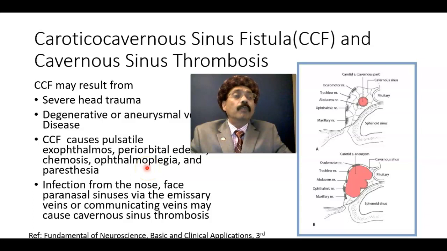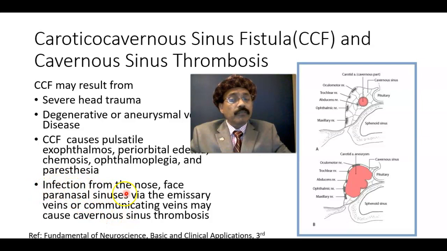Ophthalmoplegia occurs, with both extraocular and intraocular muscles involved, and it may lead to complete blindness. There is also paresthesia, because the maxillary and ophthalmic divisions of the trigeminal nerve are sensory components of the trigeminal nerve. If these nerves are compressed by the aneurysm or by excessive blood due to rupture of the internal carotid artery, there will be paresthesia.